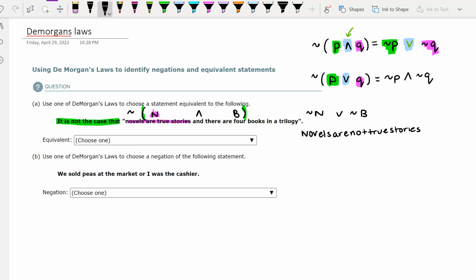And then the symbol or. Now let's do not B. So B was the statement there are 4 books in a trilogy. So the negation of that, we're throwing the not in there. So we're saying, or there are not 4 books in a trilogy.